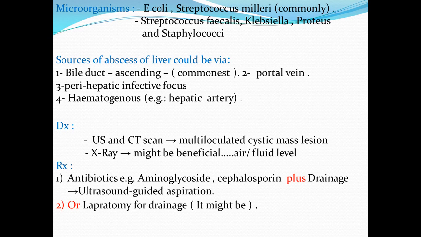Diagnosis of pyogenic liver abscess: 1 ultrasound and CT scan to see multiloculated cystic mass lesion. Sometimes X-ray might be beneficial to detect air fluid level. Treatment: 1 antibiotics, example aminoglycosides or cephalosporin, plus drainage under ultrasound guide, which is called ultrasound guided aspiration, or laparotomy for drainage. It might be beneficial.